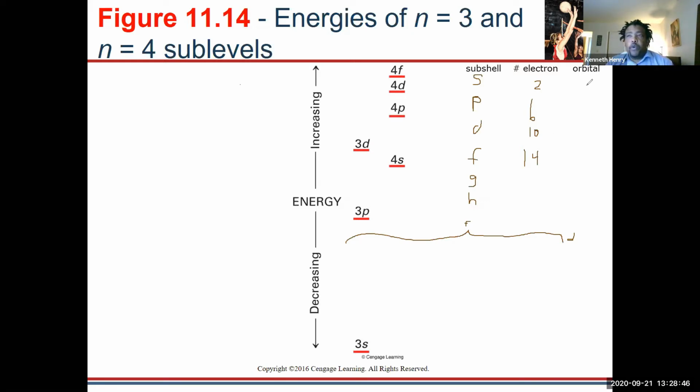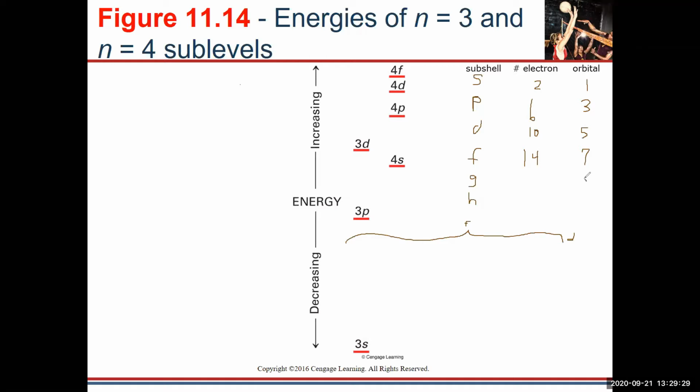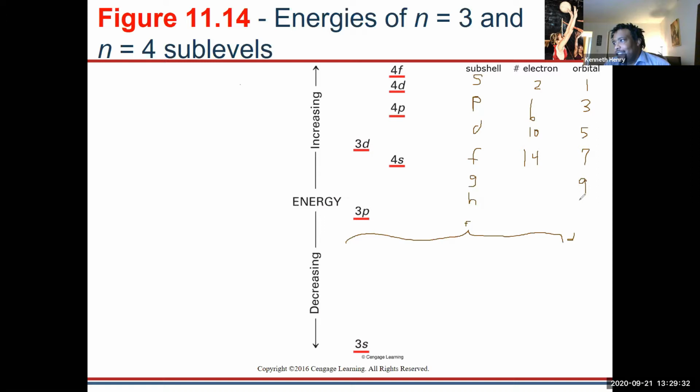When we talk about orbitals, an orbital is the actual route that the electrons are taking, and each orbital can hold 2 electrons. So if that's the case, how many orbitals does the S subshell have? 1. What about the P? 3. The D? 5. The F? 7. The G? 9. The H? 11.